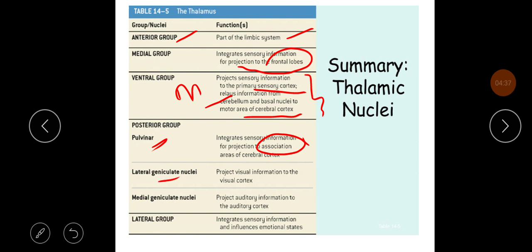The lateral geniculate nuclei are important for visual information, and the medial geniculate nuclei project auditory information to the auditory cortex, and the lateral group integrates sensory information and influences the emotional state.